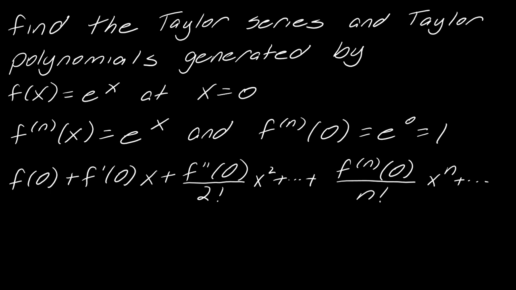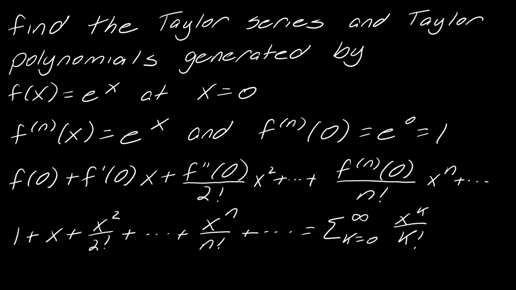Okay, so I'm using my Taylor series formula here, just trying to get it in my head. I'm going to have all my terms, and don't forget the factorials. This is everything that I'm going to plug in. But all of these f prime of 0, f sub n of 0, these are all 1. So this particular Taylor series is just 1 plus x plus x squared over 2 factorial, up to x to the n over n factorial. So this entire series can just be written as the sum of x to the k over k factorial.